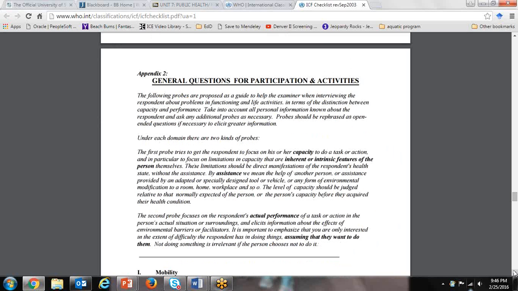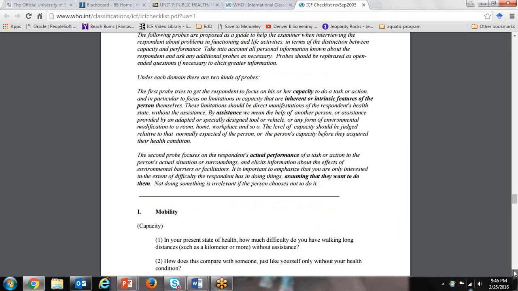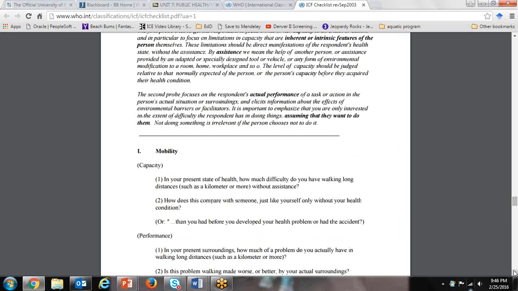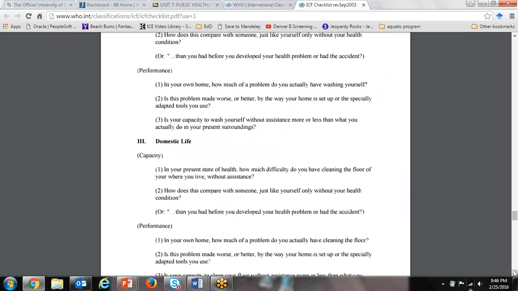It also gives you some options for general questions or ways to pose questions to ask about participation in activities to get a better idea about their capacity and their actual performance. So for each section, like mobility, it gives you some examples of questions that would help you determine their capacity, and then questions about performance to help you determine those. And it goes through for each of the sections in participation and activities.